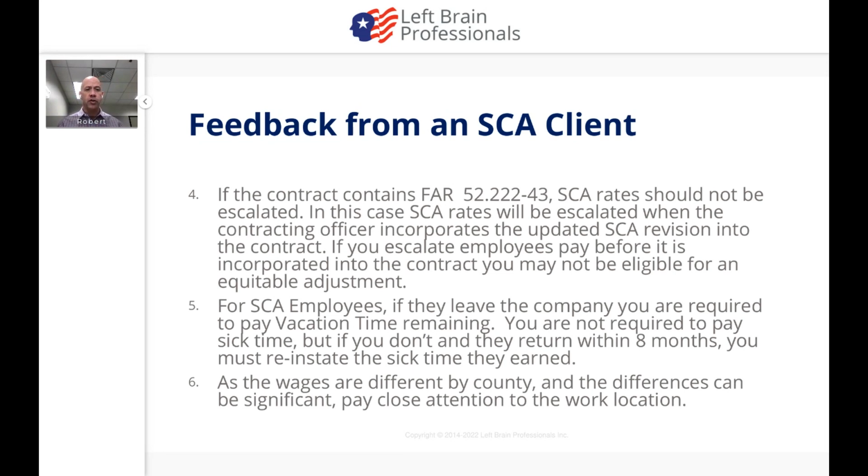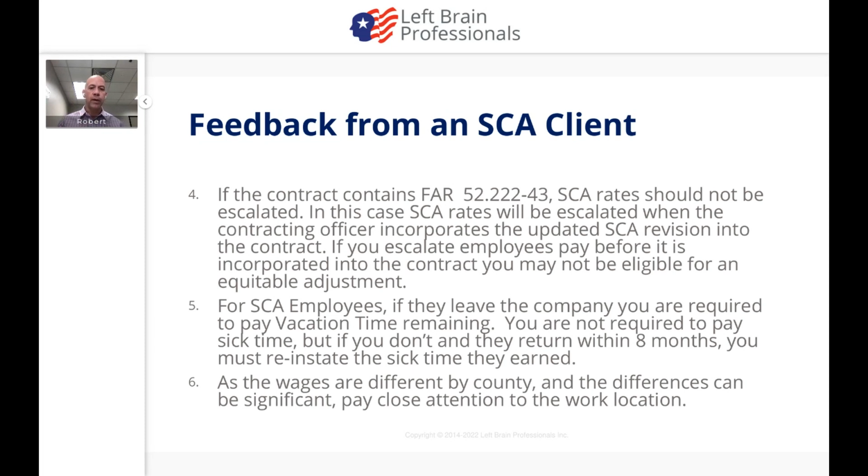The next one is also a little tricky one. If you have SCA employees and they leave the company, you are not required to pay the sick time, but you are required to pay the vacation time. However, if that employee comes back, and again, one of our clients sees this on a regular basis, and they return within 8 months, you must reinstate the sick time that they earned. So let me say that again. And we've seen this actually across a couple of clients in the SCA world, especially in the call center. Sometimes because some of those call centers ramp up and ramp down on seasonality of volume.